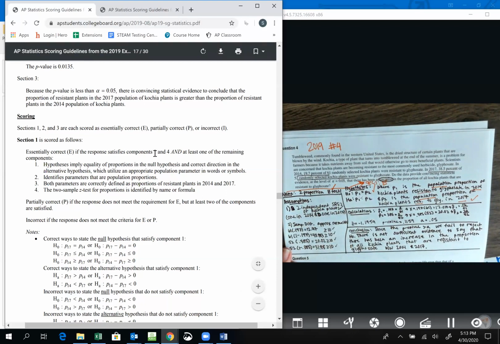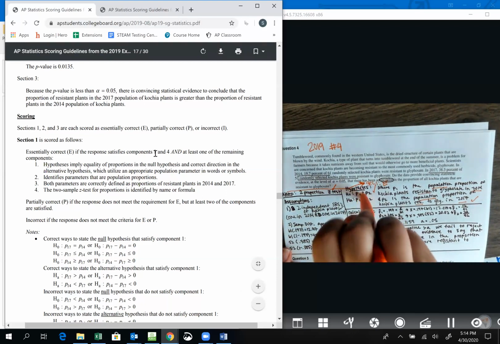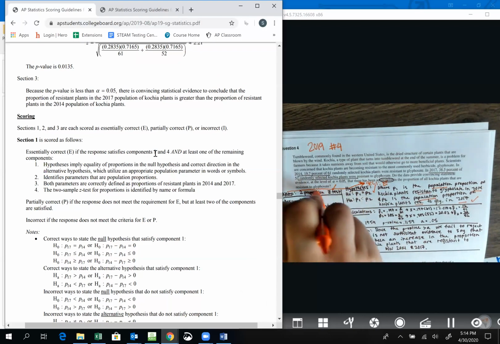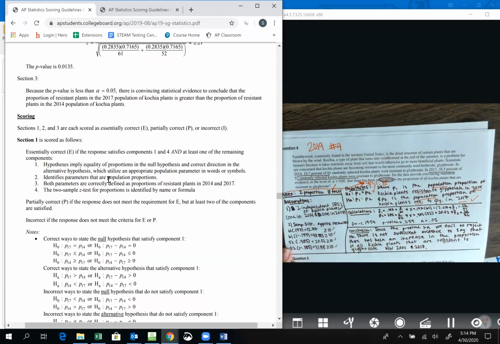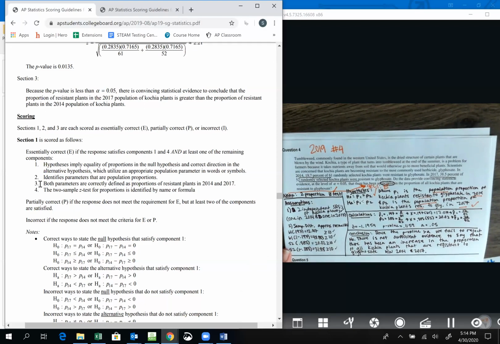So again, you had to satisfy components 1 and 4. So you had to have the hypotheses, and you had to have the name. But then if you were missing 2 or 3, they still gave you credit, at least one of the remaining components. So if you missed out the population proportion, or if you didn't say the resistant part, they were nice and they didn't take off there. Partially correct if the response does not meet the requirement for E, but at least 2 of the components are satisfied. So if you have at least 2 of those components, then you get a partially correct.